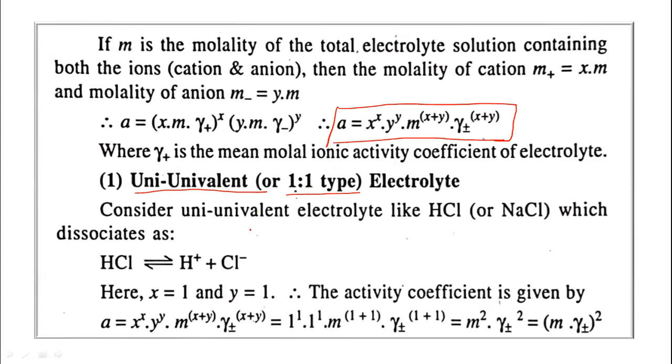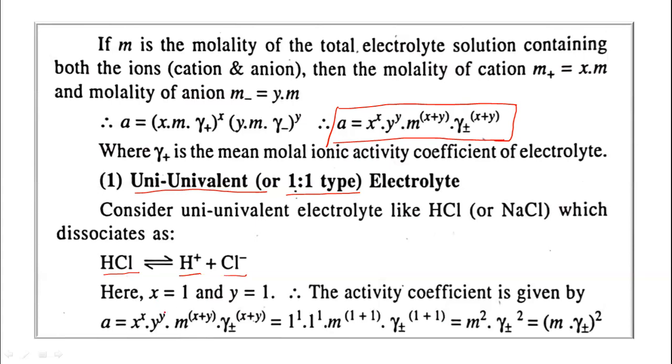So consider the univalent electrolyte hydrogen chloride or sodium chloride. Hydrogen chloride dissociates as H plus and Cl minus. This is a univalent type of electrolyte because the number of cations is 1 and the valency of the cation is 1. Similarly, the valency of the anion is 1 and the number of anions is 1. So in this electrolyte, x is equal to 1 and y is equal to 1. x is the number of cations and y is the number of anions.